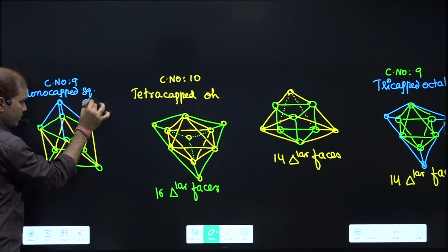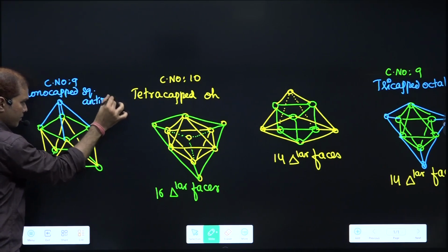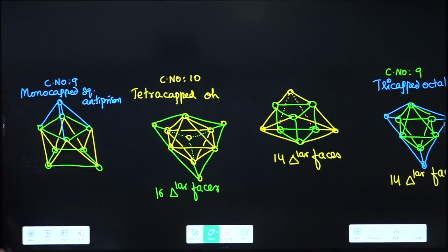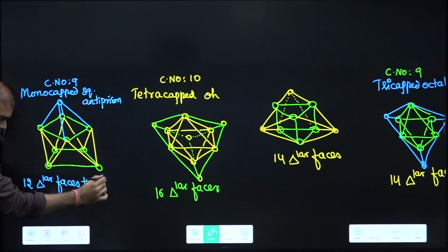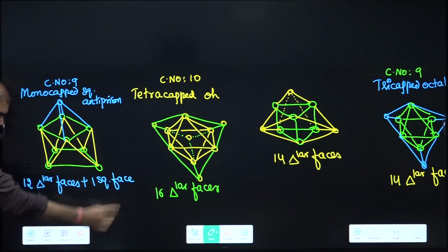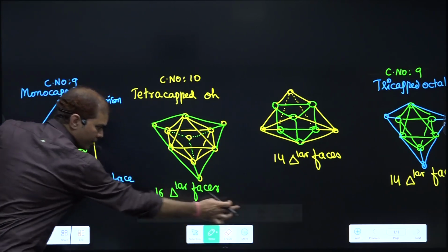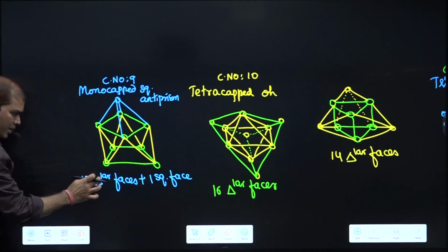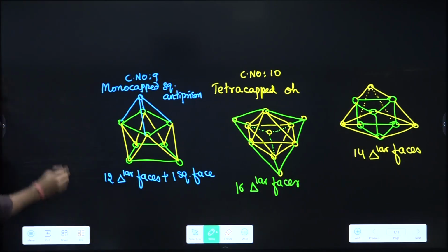Monocapped square antiprism. How many triangular faces were in between? 8. The new one is adding 4. 12 triangular faces. 2 square faces were there, one was embedded. So the remaining is 1 square face. For coordination number 9, we also have monocapped square antiprism.